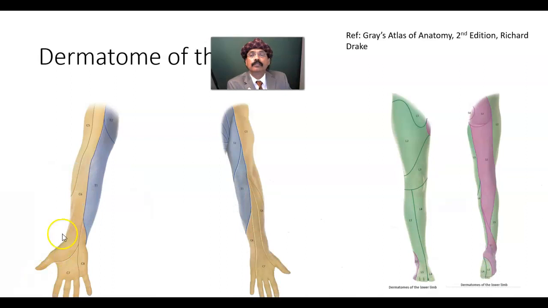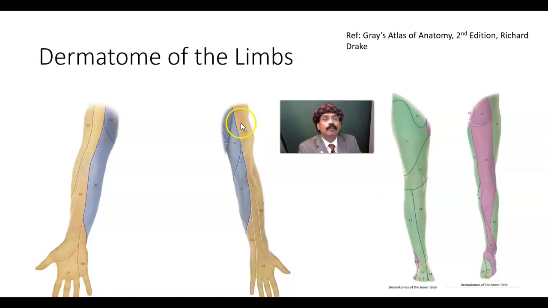Now we'll go to the dermatome of the limb, upper limb. Okay, there may be some little variation. This is C5, C6, must remember, thumb C6, little finger C8. Okay, the middle finger C7. There may be the half of the ring finger may be C8 also. Hand area, we have the 6, 7, 8. That is the dermatome for the hand.